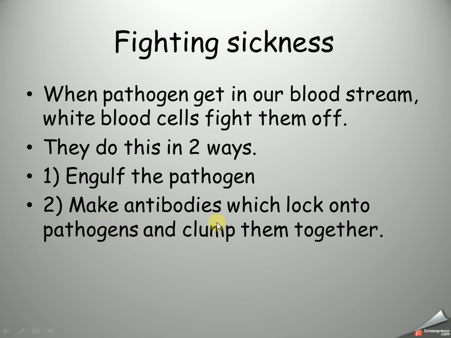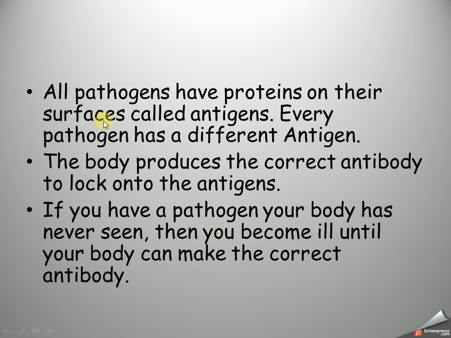Now we're going to look at the second one in more detail. Okay, now, basically, very quickly, all pathogens have proteins on their surfaces. Okay, so every pathogen has a protein on its surface called an antigen. Now, every pathogen has a different antigen on its surface. Now, what the body does is it produces an antibody which locks onto the antigen. Now, if the pathogen has never been seen, okay, so if you've got a completely new pathogen your body has never seen, then it doesn't have any antibodies that can lock onto it, and so you become ill until you can generate the correct antibody for it.